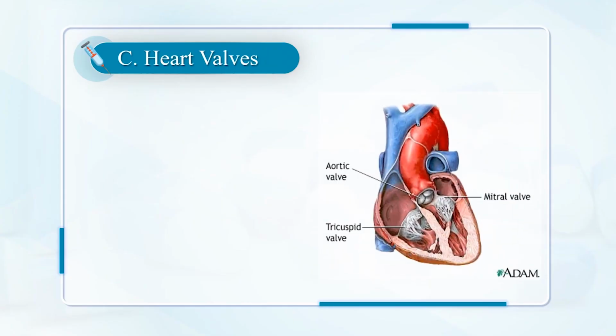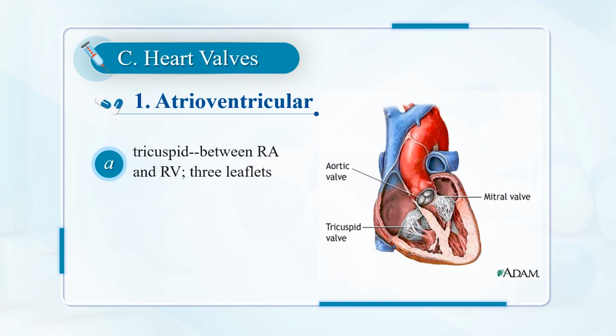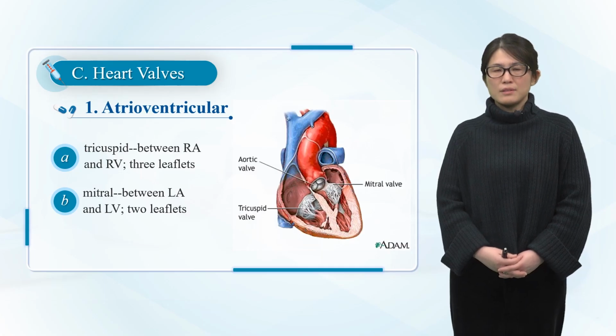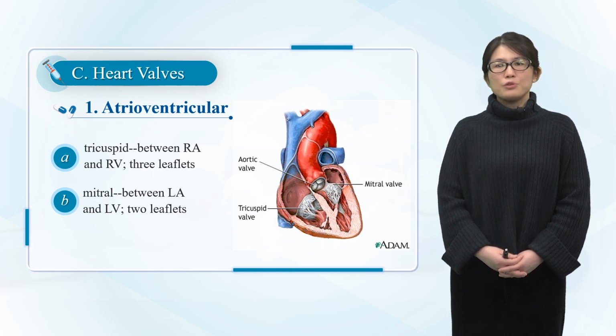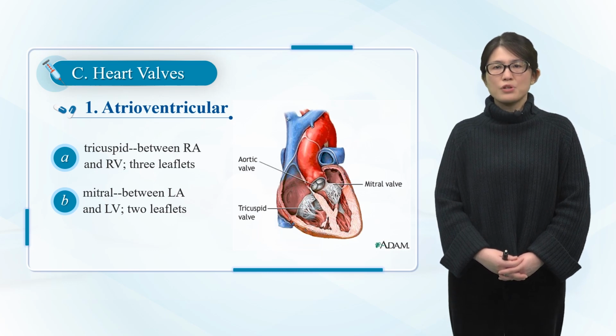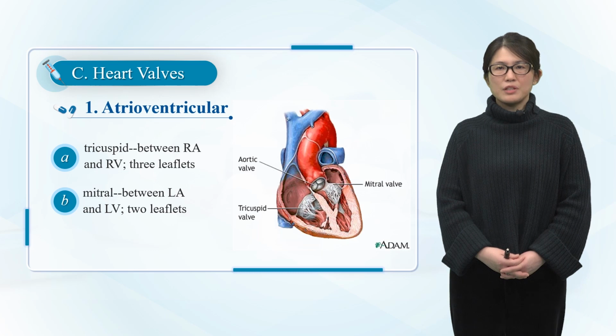The tricuspid valve, also known as the right atrioventricular valve, is located between the right atrium and the right ventricle. It has 3 leaflets with the tip pointing to the ventricle. The mitral valve, also known as the left atrioventricular valve, is located between the left atrium and the left ventricle. There are 2 valve leaflets pointing towards the ventricle, and when the ventricle contracts they prevent blood from flowing back to the atrium.